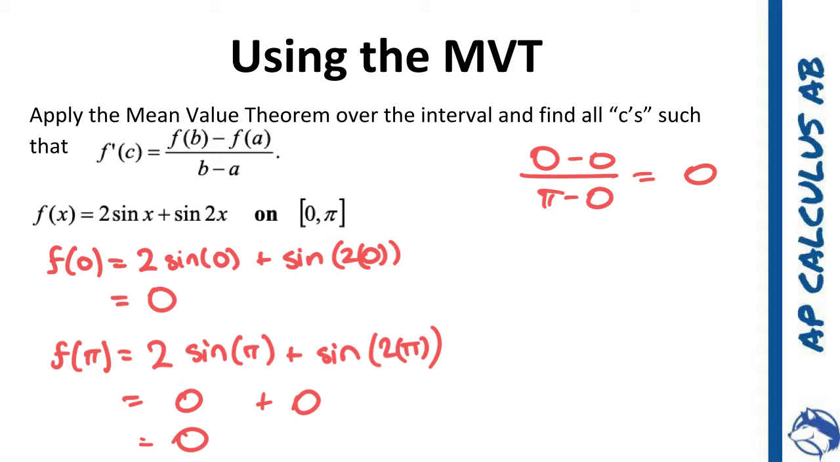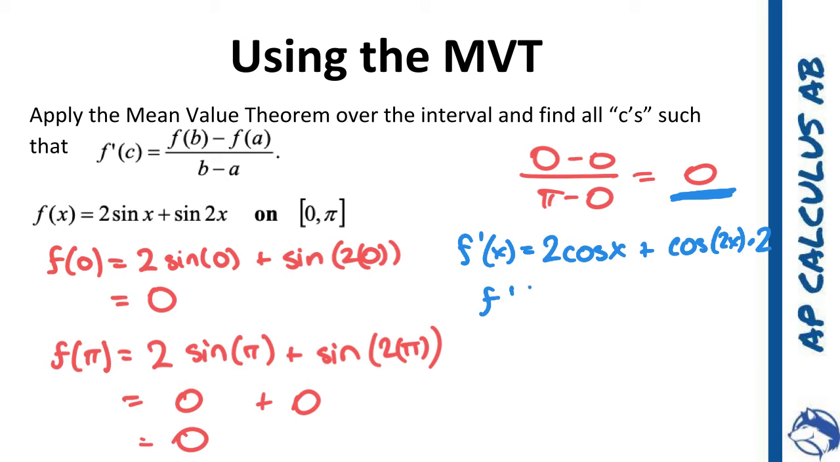So now what I need to look for is where the derivative is equal to that slope that we just found, that average slope. So take the derivative, and it is f prime of x is equal to 2 times the cosine of x plus cosine of 2x, and then I have to multiply by the derivative of the inside where I get 2. So f prime of x is equal to 2 cosine of x plus 2 cosine of 2x. So what I'm going to do here is I'm going to set this equal to 0.